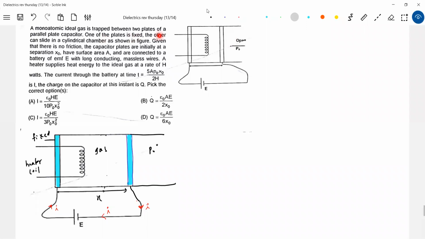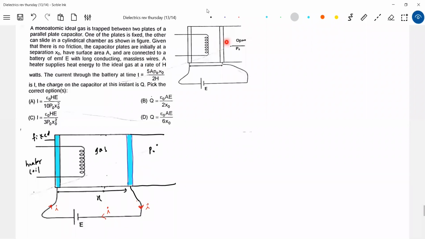One of the plates is fixed, the other can slide in a cylindrical chamber gradually. There's a particular word he has to add here, otherwise I can assume any other thermodynamic process. Gradually means infinitesimally, it will move from rest to rest, rest to rest. Then what will be the pressure of the gas? It will be constant. If this accelerates, definitely the pressure here will be greater than P naught. It can also happen that pressure is greater than P naught and the pressure difference is constant, then it will be an isobaric process.